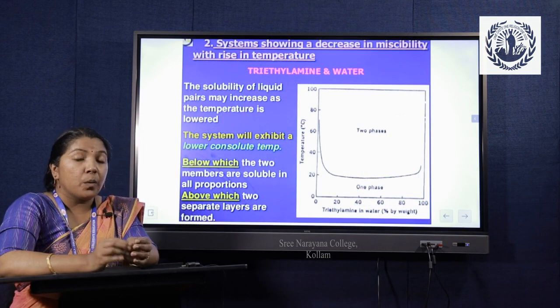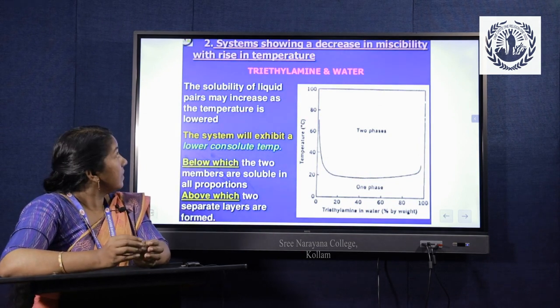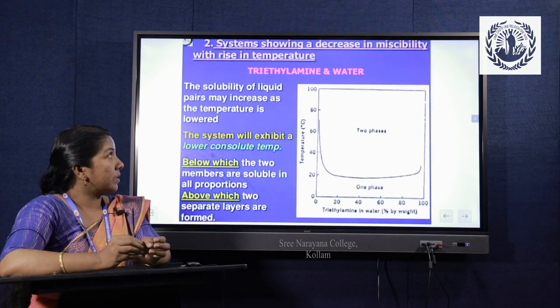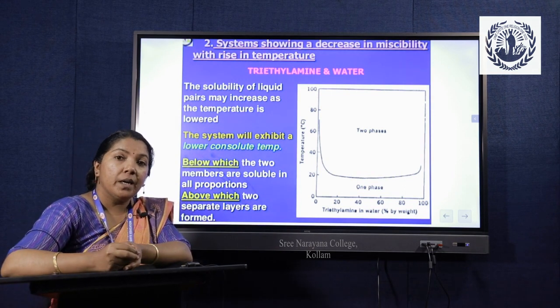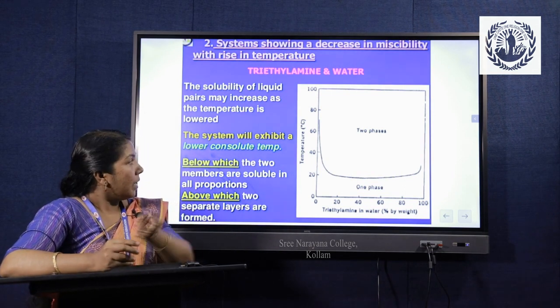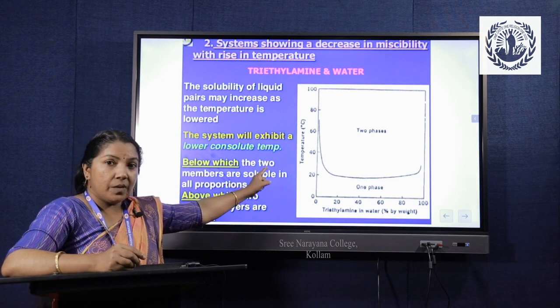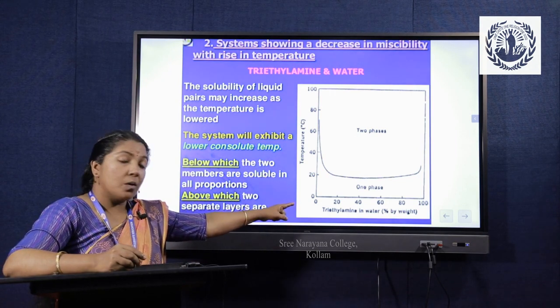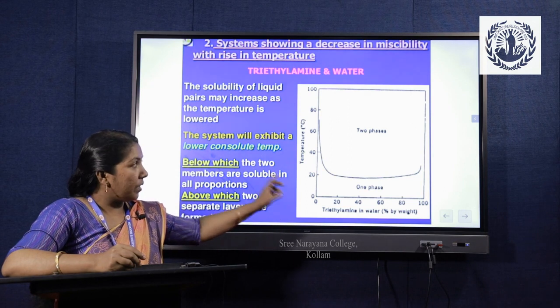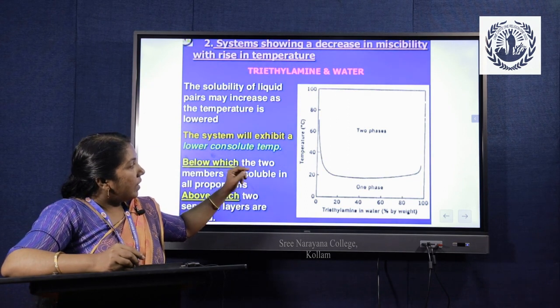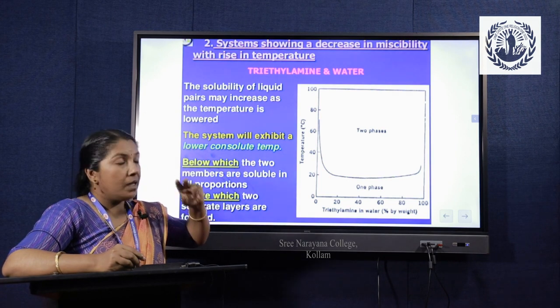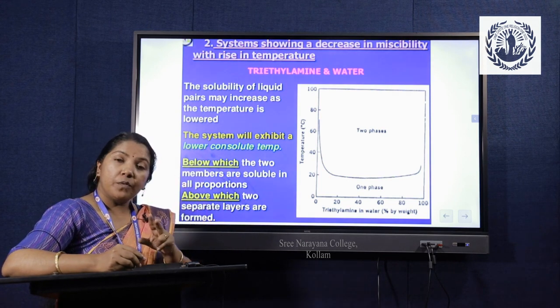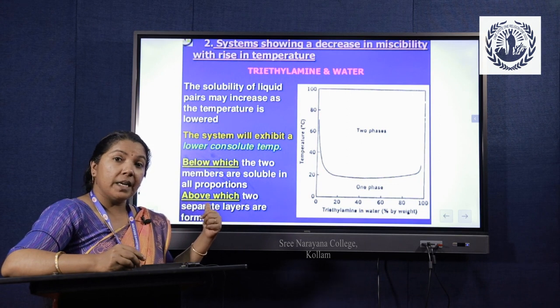Now, we are discussing systems showing decrease in miscibility with the increase of temperature. For example, a combination of triethylamine and water shows this type of graph. Here you can see the y-axis has temperature and the x-axis has the composition of triethylamine. As you can see, initially when we add water to triethylamine, there are two phases. As we said, with the increase of temperature, this system shows a decrease in miscibility.